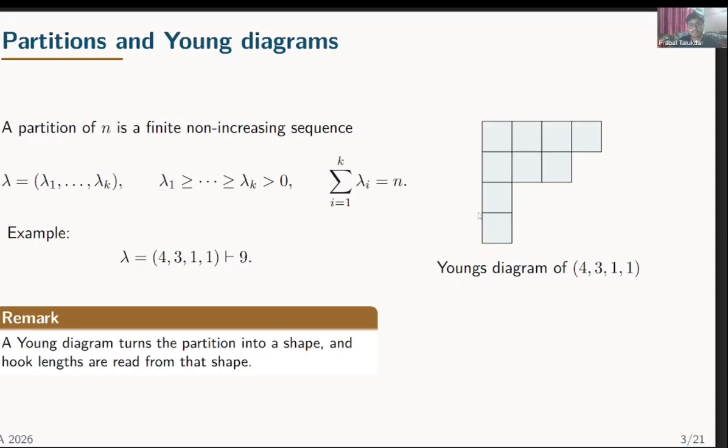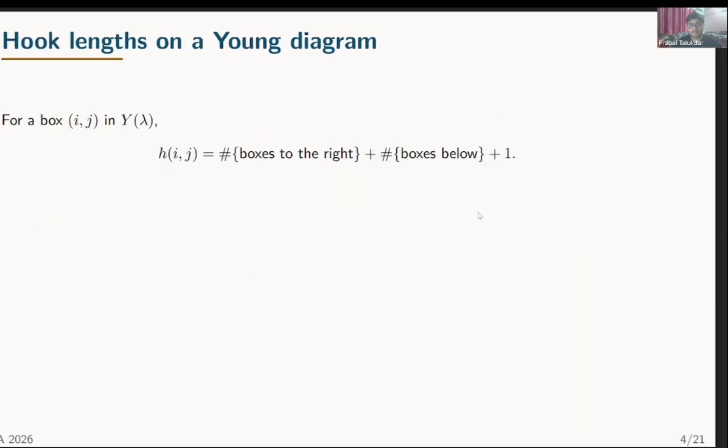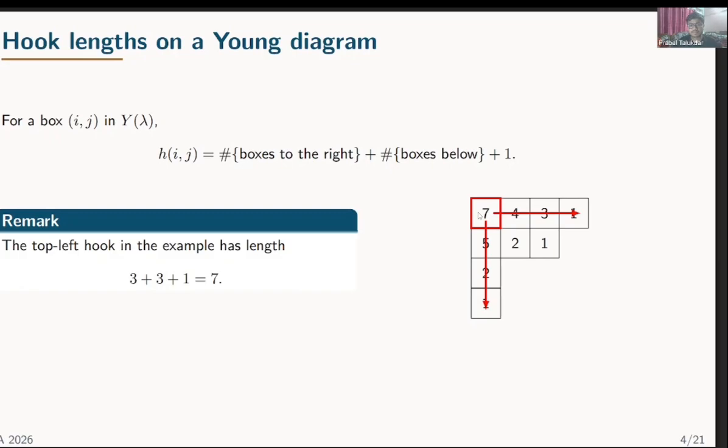Now let us put those hook lengths in the Young's diagram. For a box in the Young's diagram, its hook length is the number of boxes to the right plus the number of boxes below it plus 1 for the box itself. In our previous example, the top left box has 3 boxes to the right plus 3 boxes below it plus 1, including the box itself. So its hook length is 7.